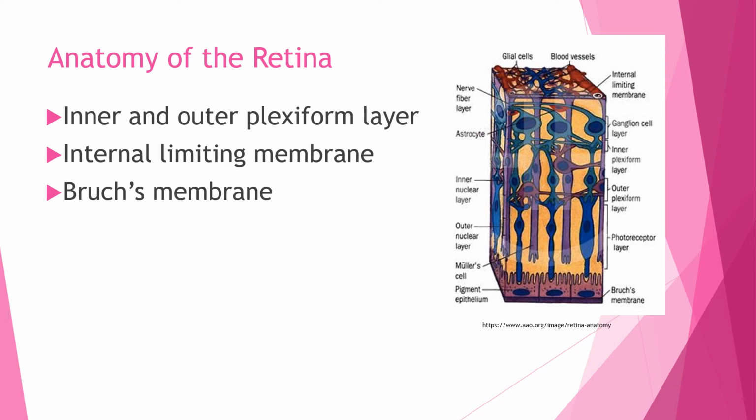The Bruch's membrane is the innermost layer of the choroid, which interacts with the outermost layer of the retina. This is basically a filter separating blood vessels from the retina.